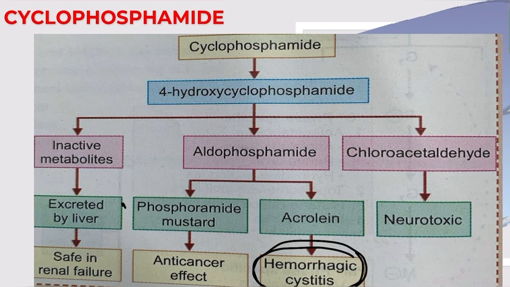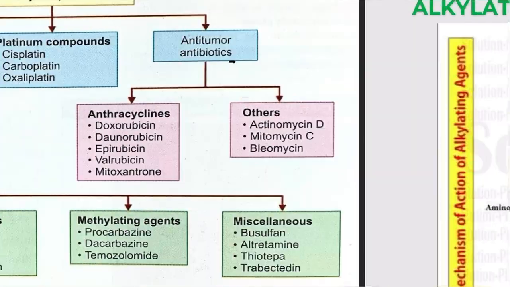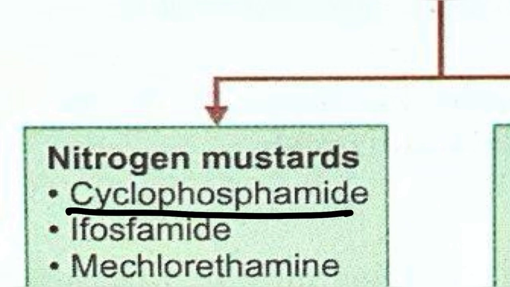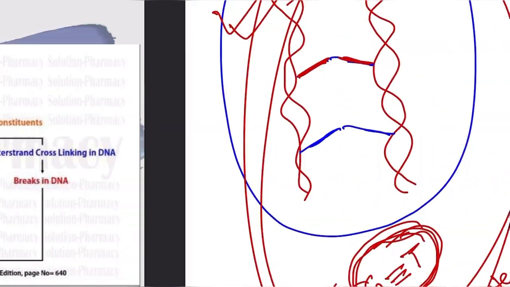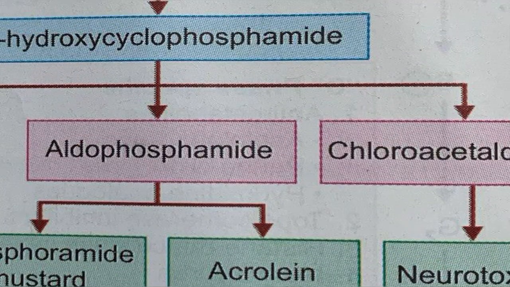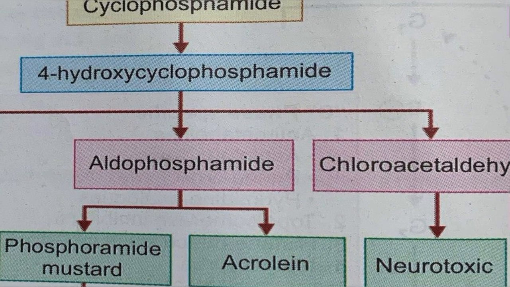One is cyclophosphamide, another is ifosfamide. Can you remember the second drug? Cyclophosphamide, ifosfamide. These two drugs cause hemorrhagic cystitis, and this is a very frequently asked question in exam.